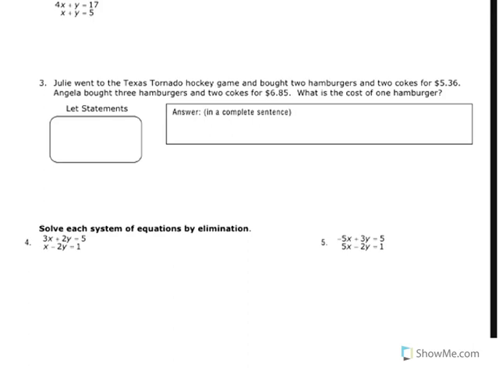Okay, so question 3 says, Julie went to the Texas Tornado hockey game and bought 2 hamburgers and 2 Cokes for $5.36. Angela bought 3 hamburgers and 2 Cokes for $6.85. What is the cost of 1 hamburger? So it shows us to write let statements. I am going to let H equal hamburgers, and I'm going to let C equal Cokes.